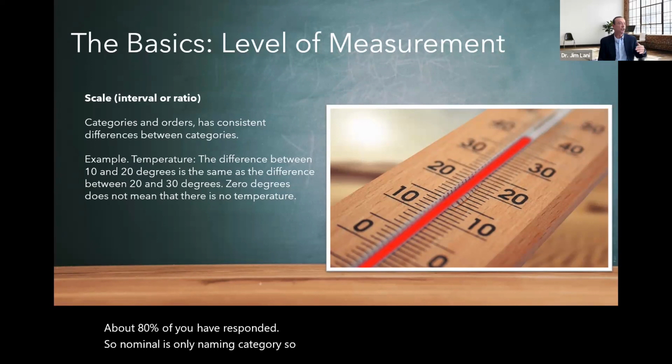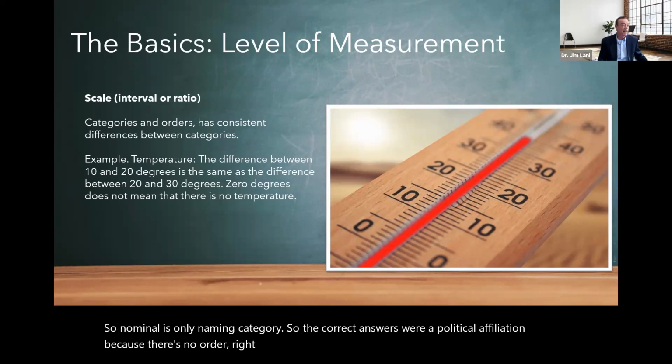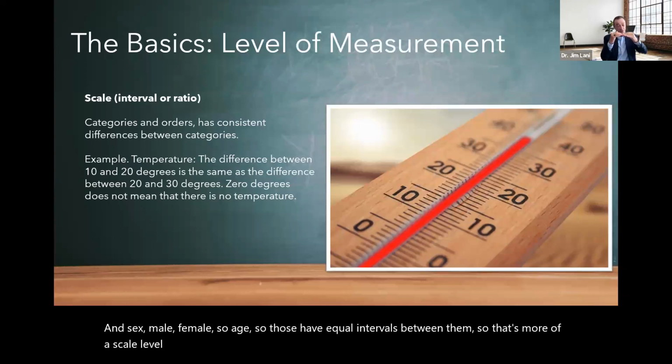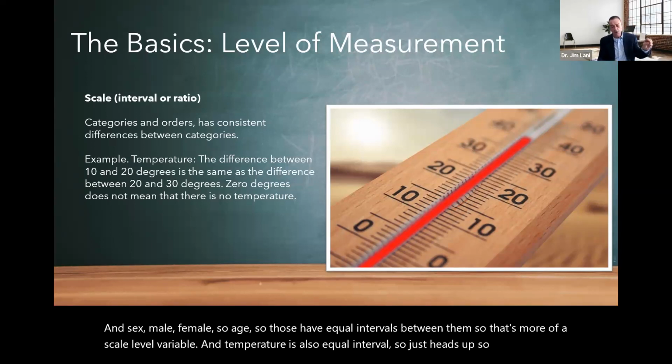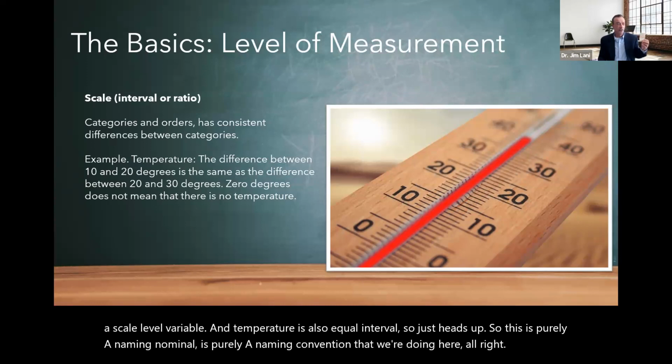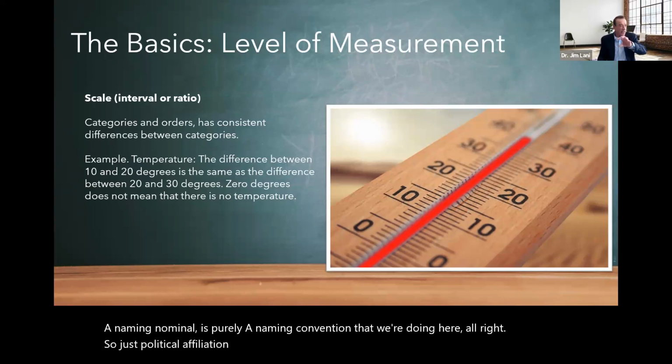So nominal is only name and category. The correct answers were political affiliation, because there's no order, and sex, male, female. Age has equal intervals between values, so that's more of a scale level variable, and temperature is also equal interval. So just a heads up: nominal is purely a naming convention. Political affiliation, or fruit, or sex, or whatever that is, is nominal.